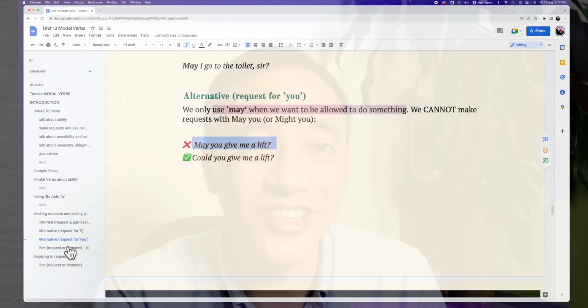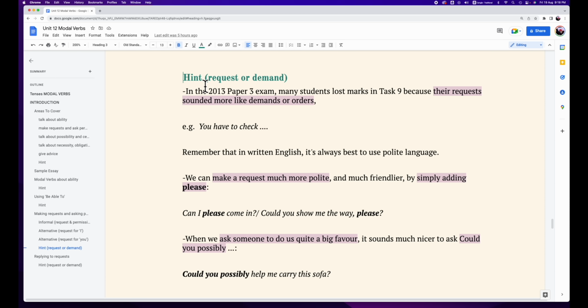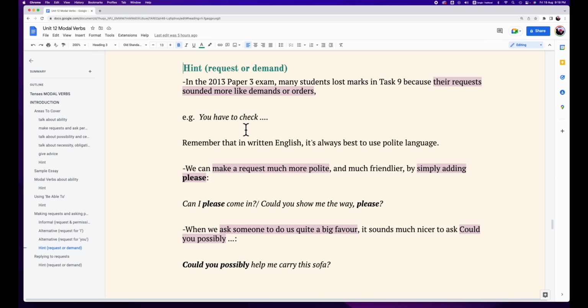Let's take a look. Now in the 2013 Paper 3 exam, many students lost marks in task 9 because their request sounds more like an order. You have to check. Now remember, in written English, it is always best to use polite language. But how can we do it? How can we write in a more gentle and more polite way?